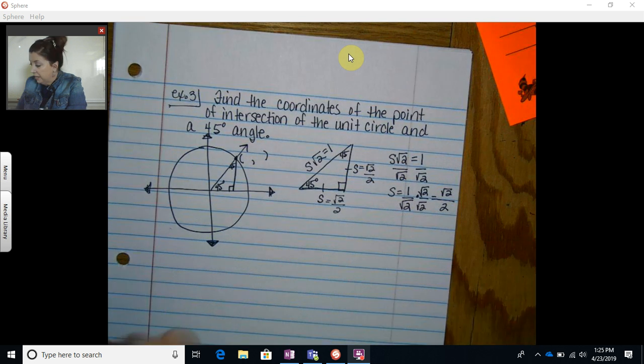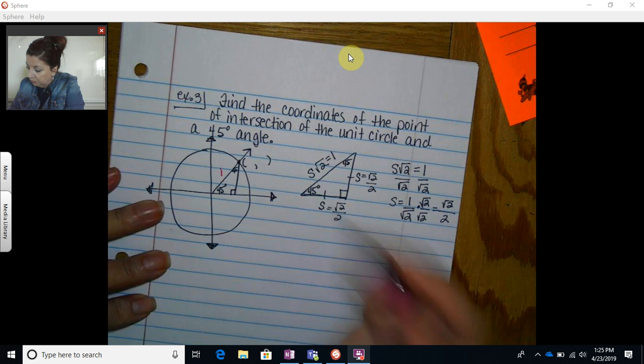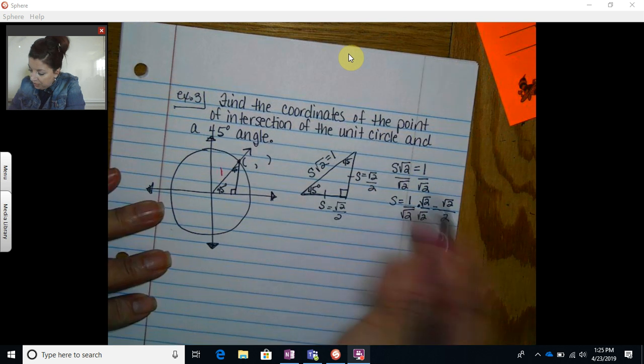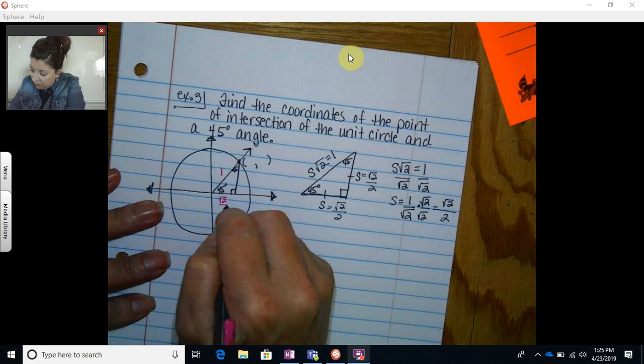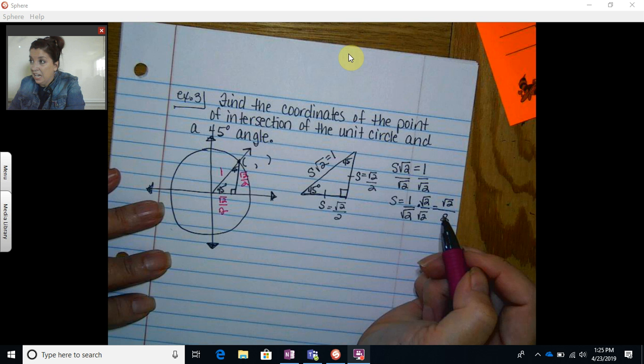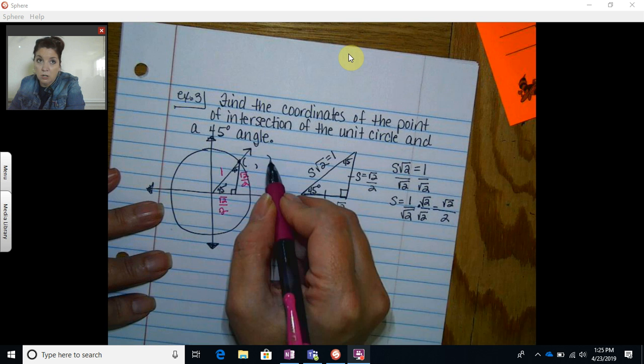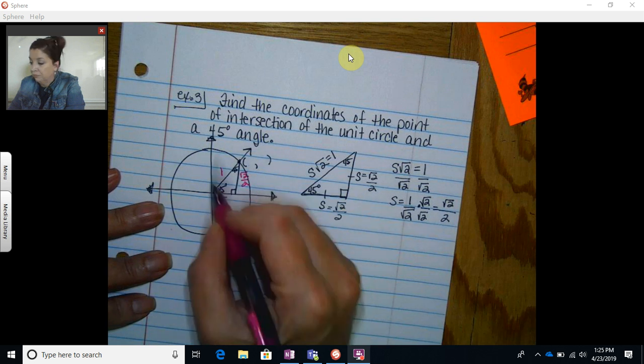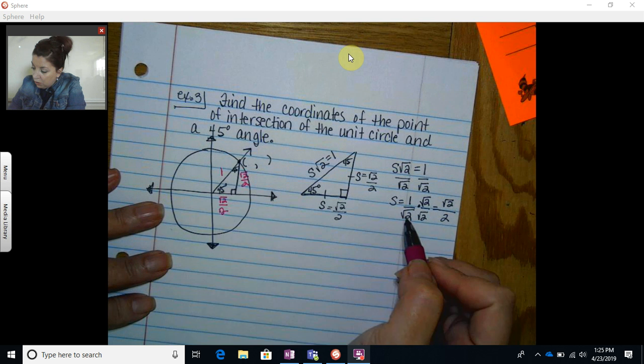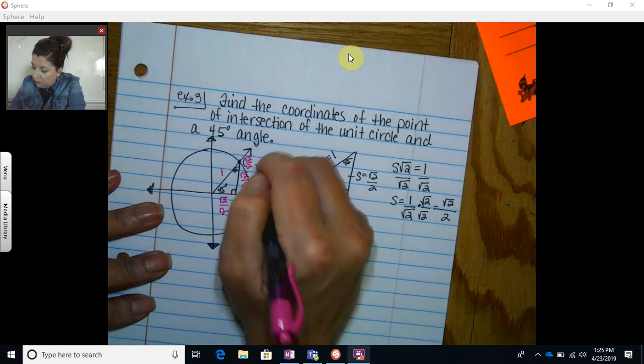So I'm going to go back over to my little right triangle. I know my hypotenuse is 1, and the length of each leg is square root of 2 over 2. So my base and my height are the same. Is either the x value or the y value negative in the first quadrant? No, they're both positive, right? So the ordered pair is square root of 2 over 2, comma, square root of 2 over 2.